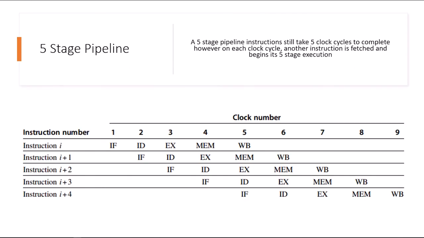So in a 5-stage pipeline, instructions will take 5 clock cycles to complete. On each clock cycle though, another instruction is fetched to begin its 5 stages. So in clock cycle 1, it starts a new instruction, instruction 1. In clock cycle 2, it starts another new instruction, but it does the second part, it decodes instruction 1. In clock cycle 3, it'll do instruction 2, and so on.